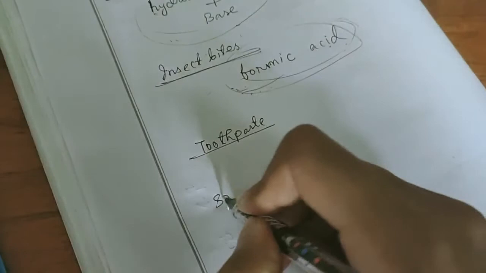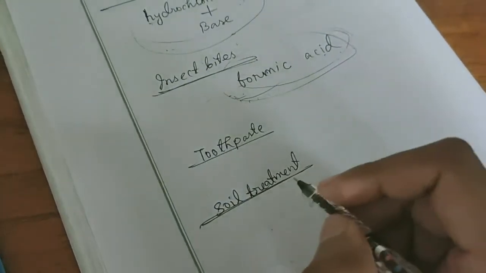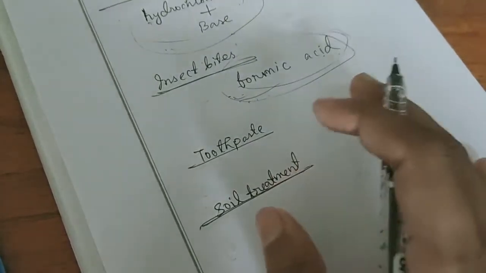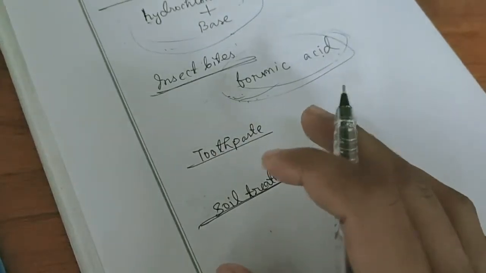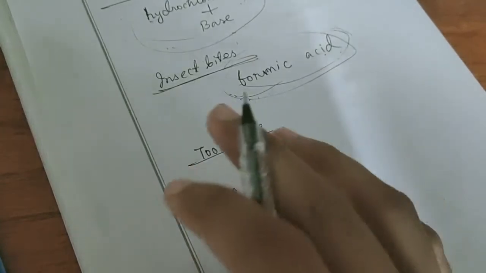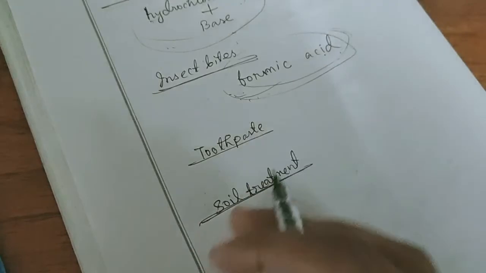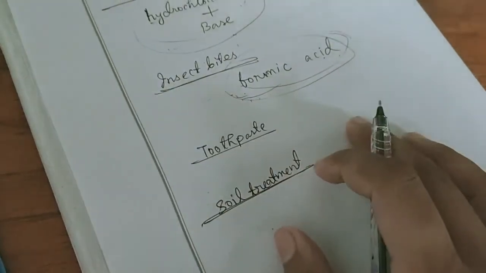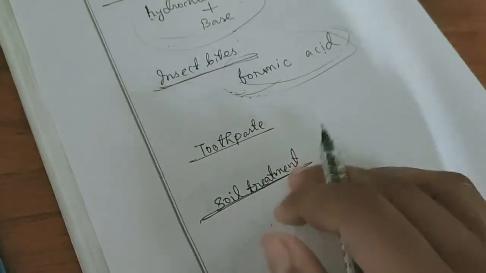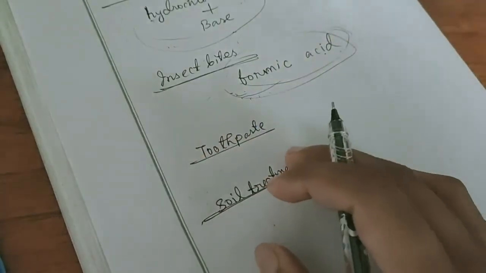Then the last one is soil treatment. When farmers use land to grow their crops, some lands may be acidic. If the land is acidic, just spray a base onto the soil, and the soil will become neutral. Or if a soil is basic, then it should be treated with organic manure, because organic manure releases acids which neutralize the basic nature of the soil.